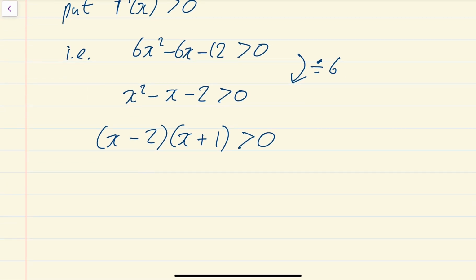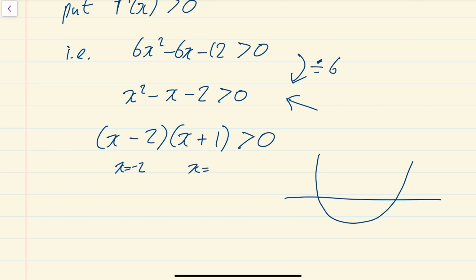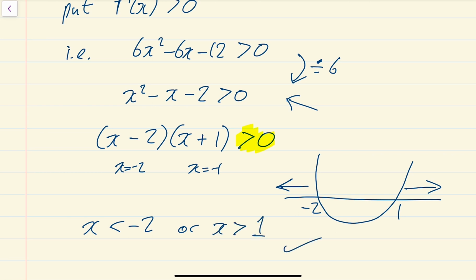Okay, this thing here is a positive quadratic, so it's a U-shape, and it crosses in when x equals 2 or when x equals minus 1. So just put that in, and we want it to be greater than 0, which means we want it to be above the axis. So it's above the axis out here or out this way, which means x is less than minus 1 or x is greater than 2. And hopefully that is the right answer.